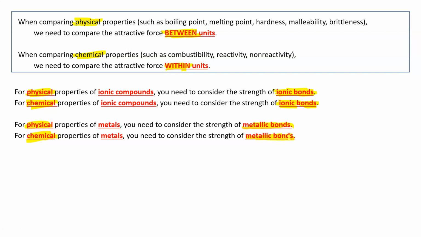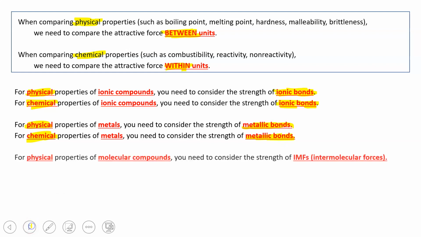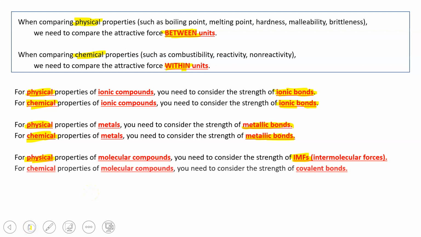Now this sounds very repetitive, but it gets a little different here. For physical properties of molecular compounds, we need to consider the strength not of the bond, but of intermolecular forces. Whereas for chemical properties of molecular compounds, you need to think about the strength of covalent bonds. So you see, it's very important to know whether we're talking about a molecular compound or an ionic compound. And we'll do some practice with that.